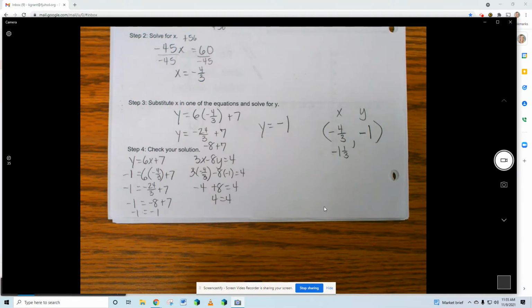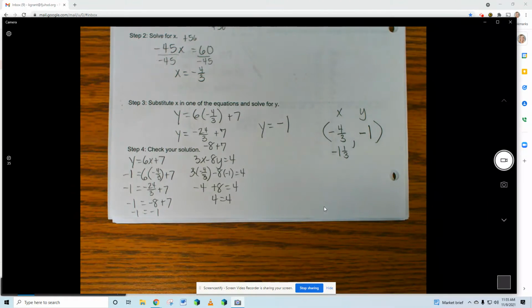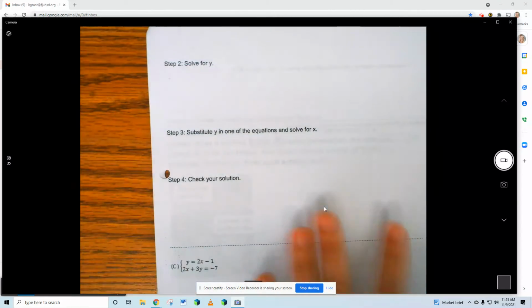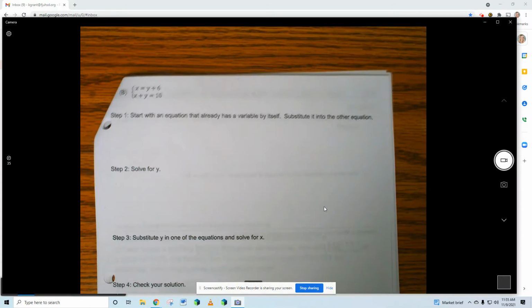Can I go now? Someone said don't flip. Oh, sorry. Okay. So, by the way, don't work too far ahead of me because I'm skipping around.